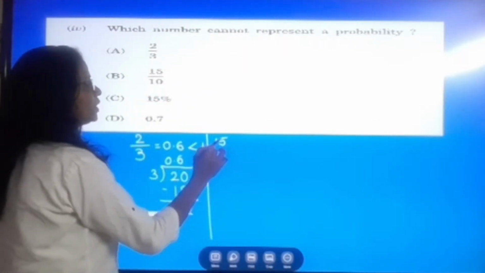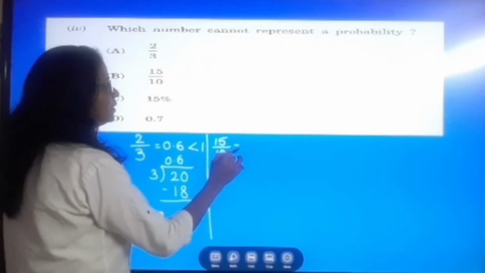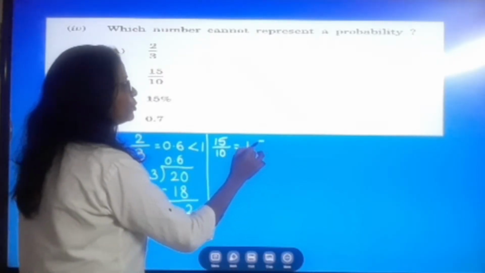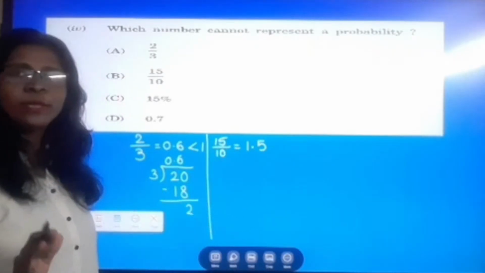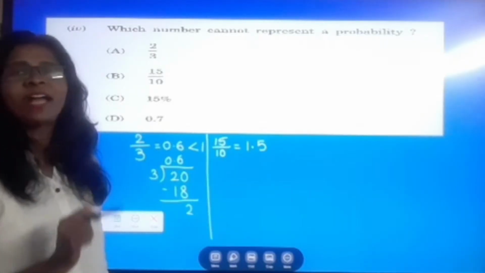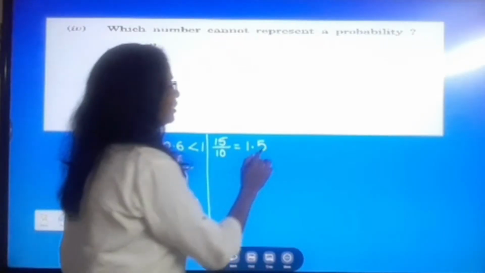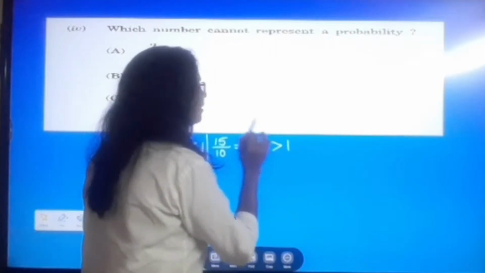The next option is 15 upon 10. That means we can write 1.5, and that 1.5 is greater than 1.